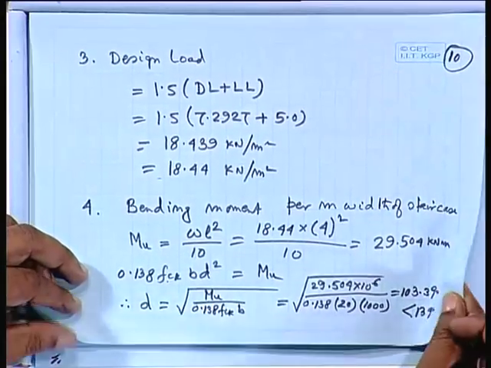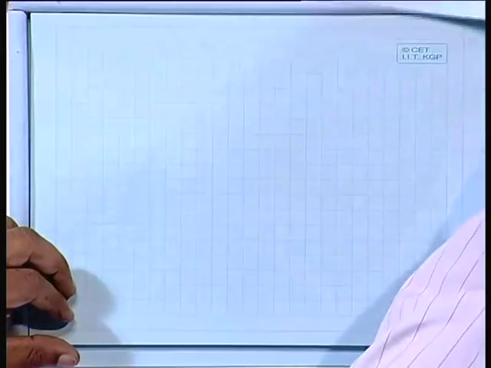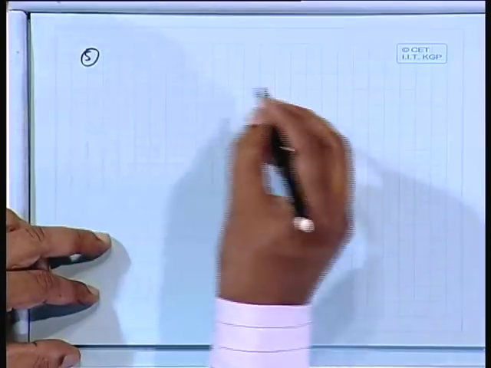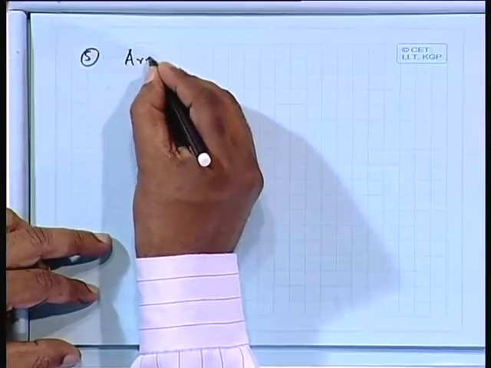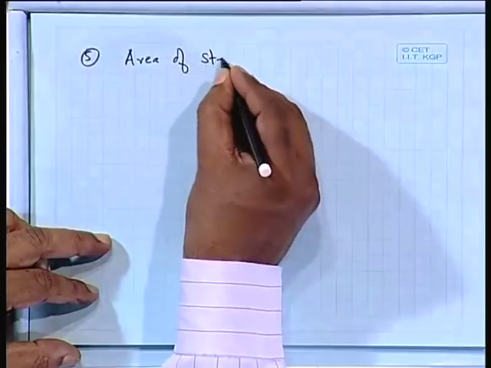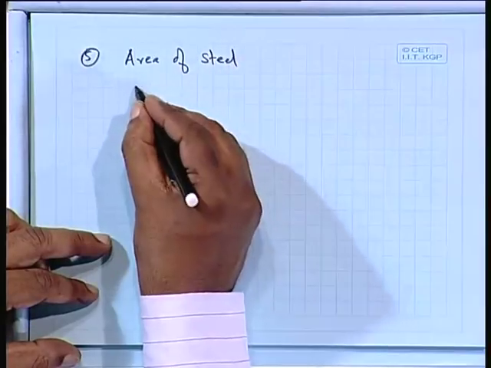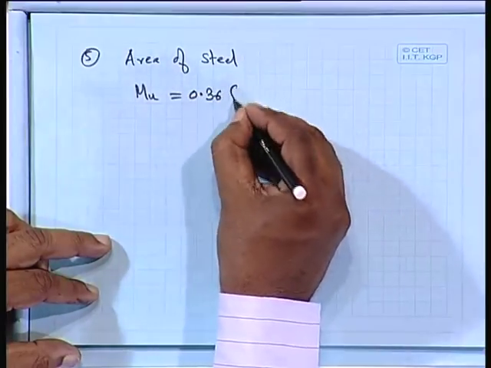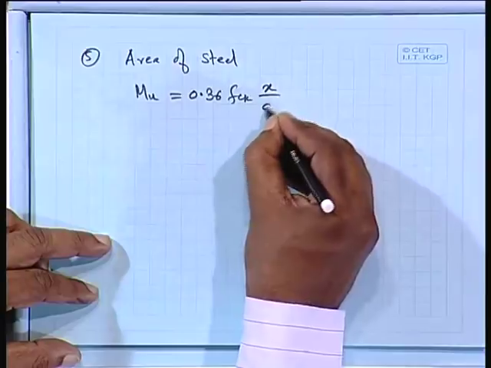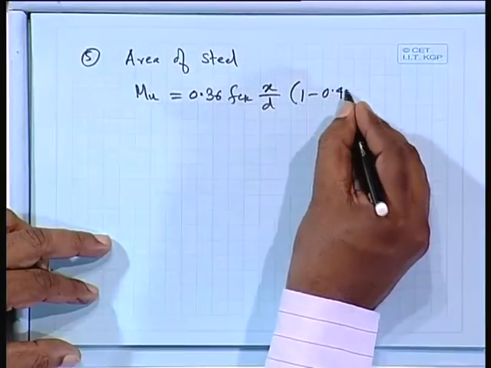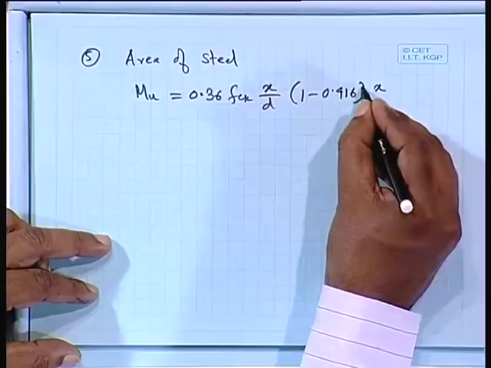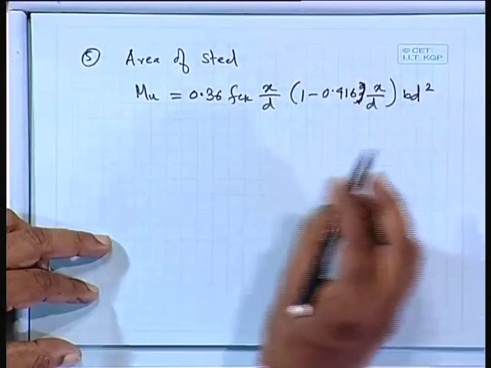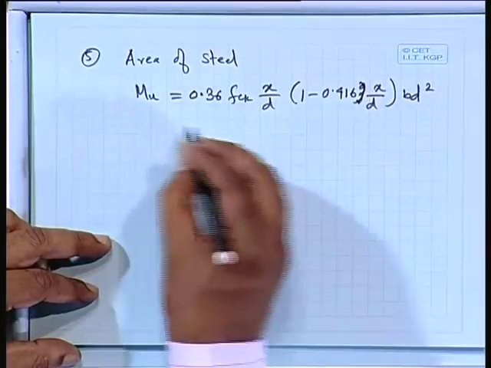So now we have to provide steel. Our depth is okay, so we have to provide steel. So where from shall we provide? You remember this one, 0.36 fck x by d (1 minus 0.416 x by d) times b d square. This is the basic formula from where we have got it.